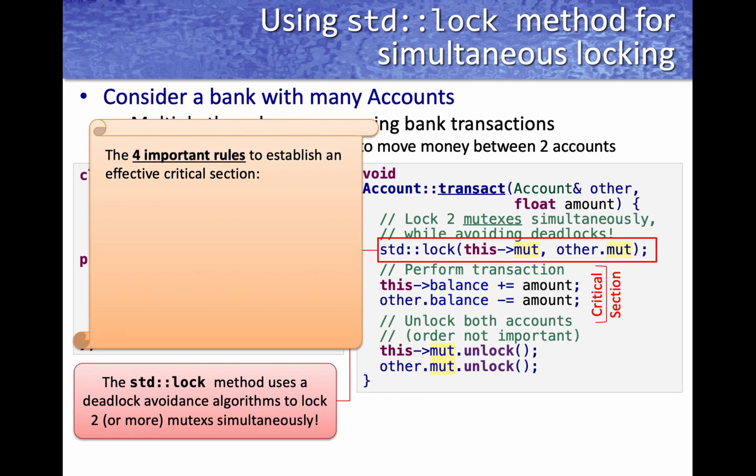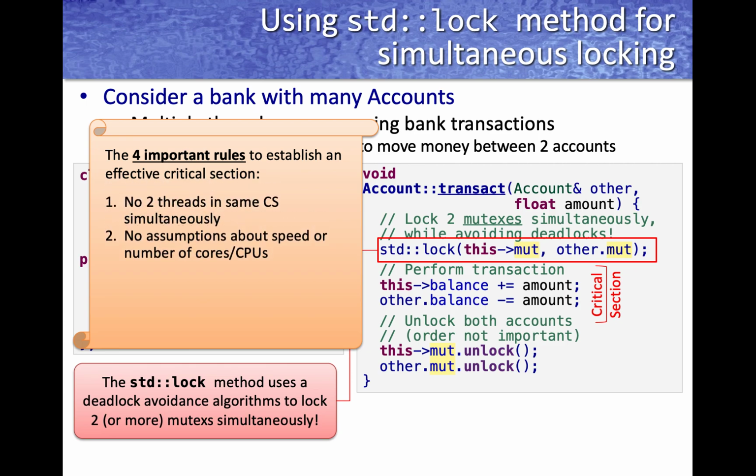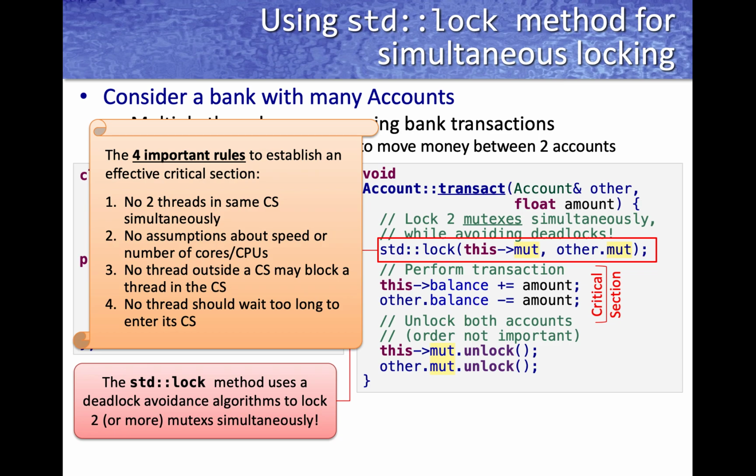Keep in mind, this approach meets all of those four important rules to establish an effective critical section. That means no two threads are in the same critical section simultaneously. No assumptions have been made about the speed or number of cores and CPUs. No thread outside a critical section may block a thread in the CS. So this deadlock avoidance algorithm is important to meet that number 3 criterion. And then number 4, hopefully none of the threads should wait too long. And here we try and keep our critical section as small as possible so that threads don't wait too long to enter their critical section.